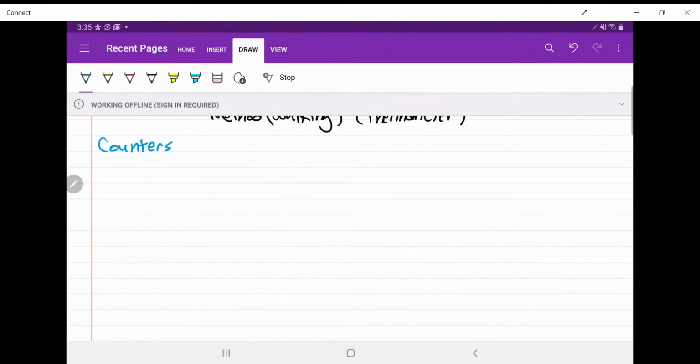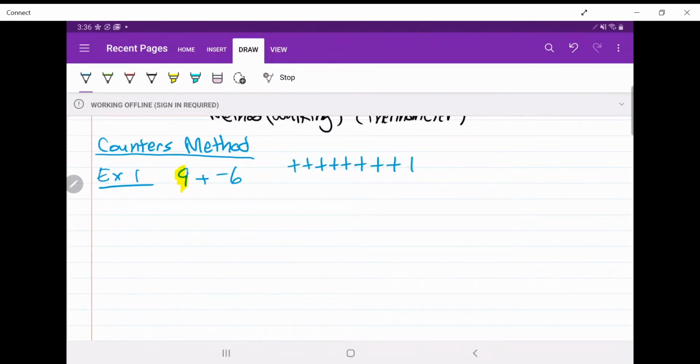So we'll start first with the counters method. And each of these methods, we're going to try 4 different examples so that you get more practice. So in the counters method, the first problem that we're going to look at is a positive number plus a negative number. When we're using the counters method, we look at each of these numbers. This 9 right here is positive, so we'll draw 9 plus signs. And this 6 right here is a negative, so we're going to draw 6 negative signs underneath the plus signs.